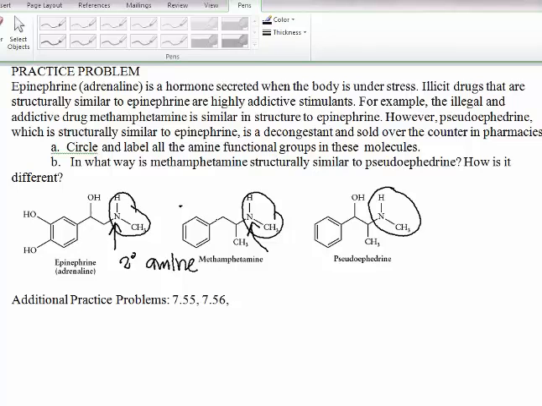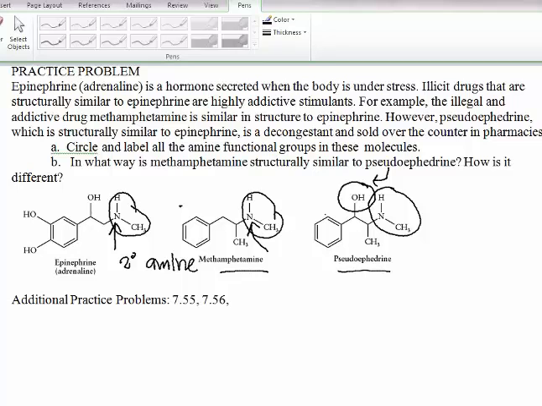The next part asks us, in what way is methamphetamine structurally similar to pseudoephedrine? How is it different? Well, we have a benzene ring on the left in both molecules, 2 carbons in a chain and then a nitrogen. We have an H and a methyl on that nitrogen, same in both molecules. And we have this methyl group off of the second carbon on the chain in both molecules. So the only difference is the OH group present in pseudoephedrine.